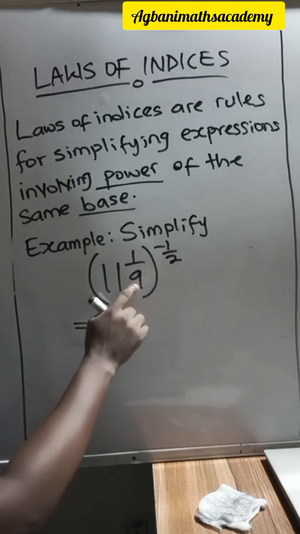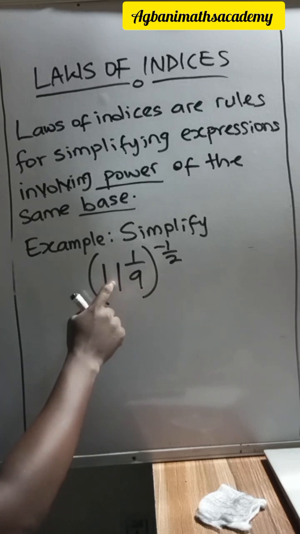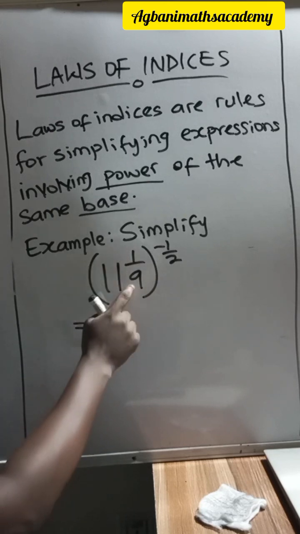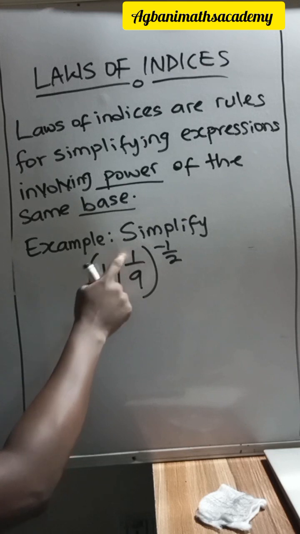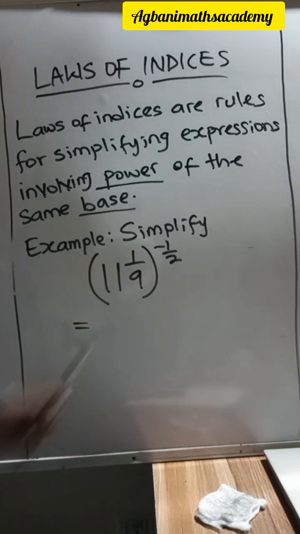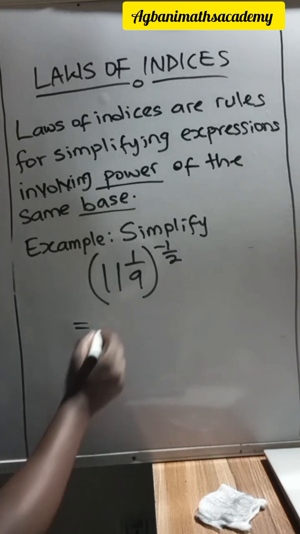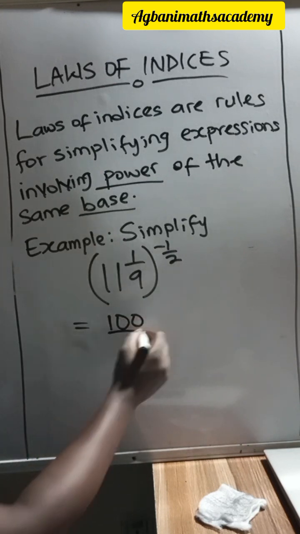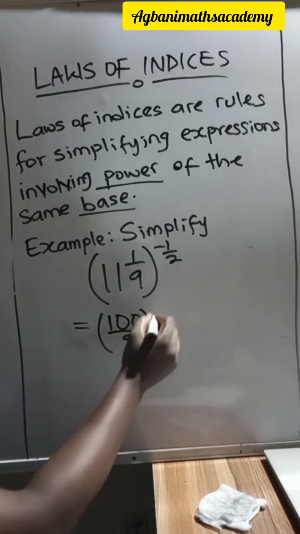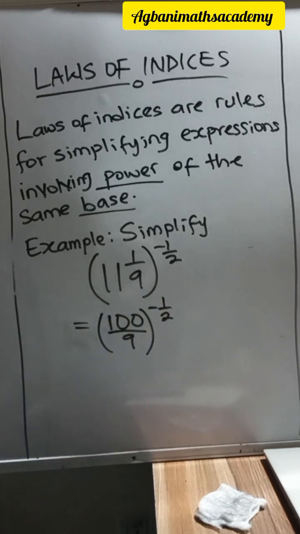So to do that, you're going to multiply this denominator by the whole number and then add the numerator. So 9 multiplied by 11 is going to give us 99, and 99 plus 1 is going to give us 100. So this is going to be 100 all over 9, to the power of minus 1 all over 2. So that was the first thing.